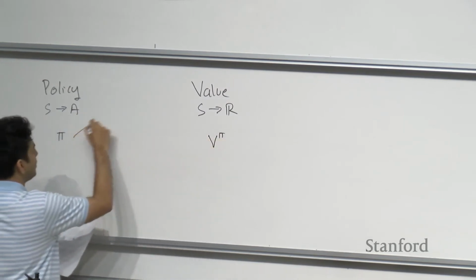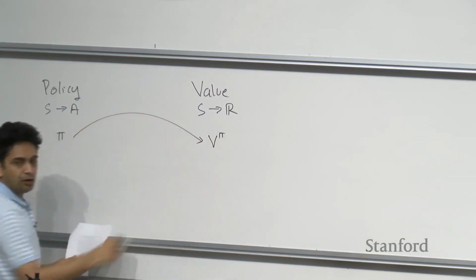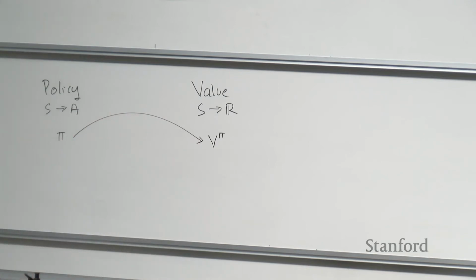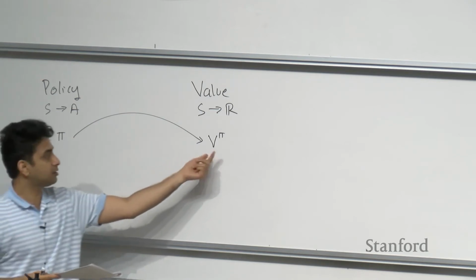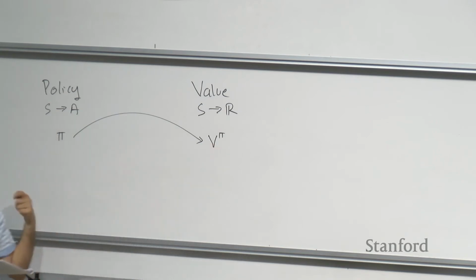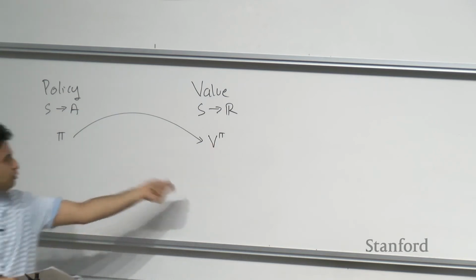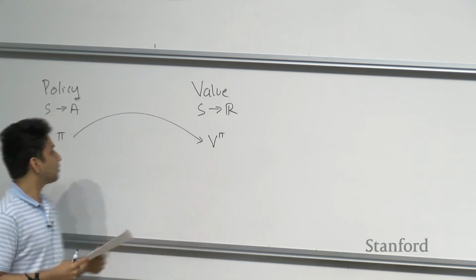So pi takes us from pi to v pi, and we'll see how we're going to do that. And this should be intuitive, right? If you start from a given state s and you follow a particular policy, and you follow the same policy over and over, and you repeat such trials and average out all the values that you end up making, then that is v pi, right? So pi implicitly defines a value function for each state, right?